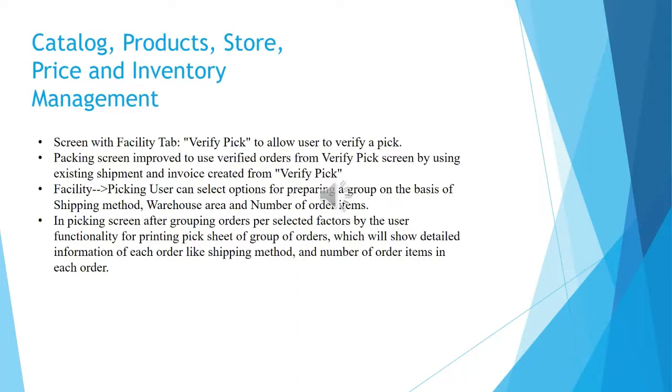In the picking screen, after grouping orders per the factors selected by the user, the functionality for printing the pick sheet of a group of orders will show the detailed information of each group, like shipping method and number of order items in each order. Just like 1 to 2, 3 or more, so that the groups of orders are created according to the selected options.